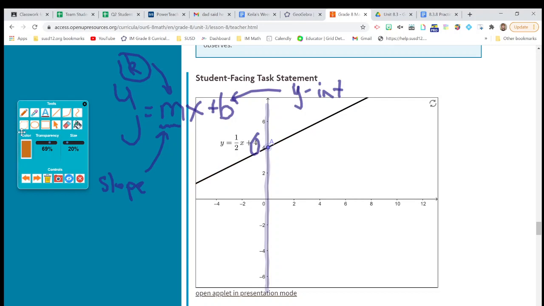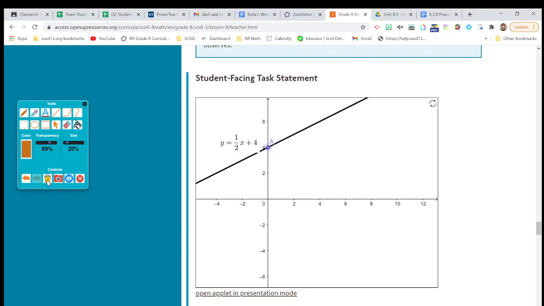And I'd like you to guess what's going to happen to the equation. So right now we are at y equals 1/2 x plus 4. That means our slope is 1/2. Now the slope is going to stay the same. I'm just going to move the line up or down.